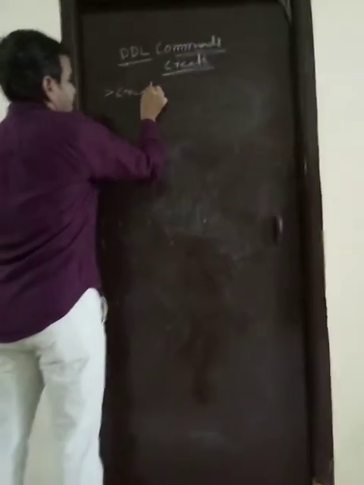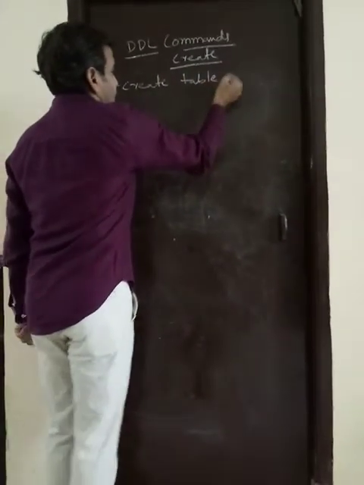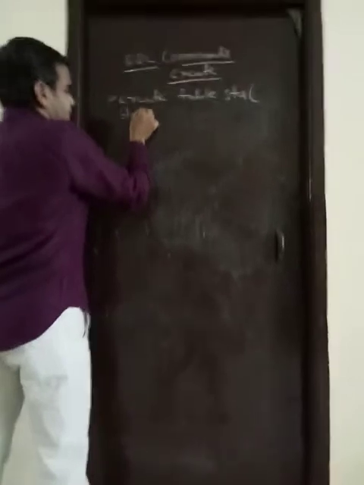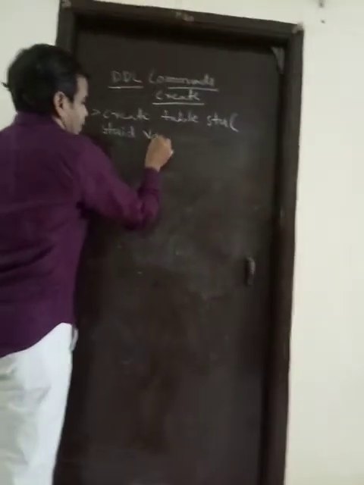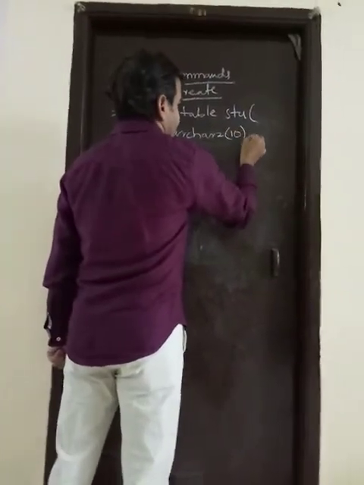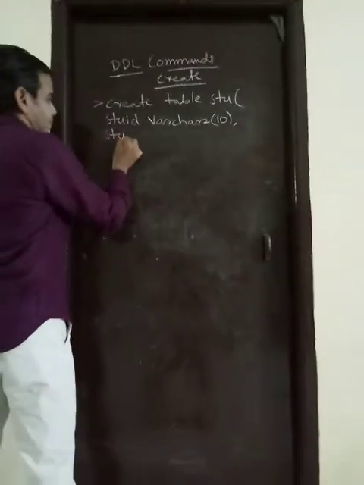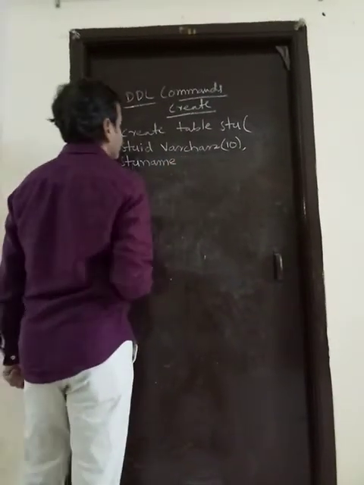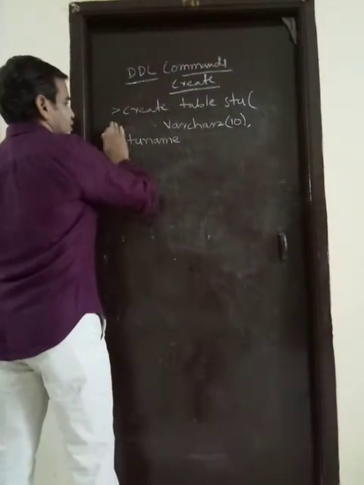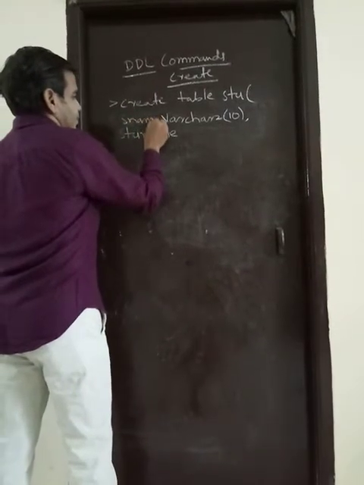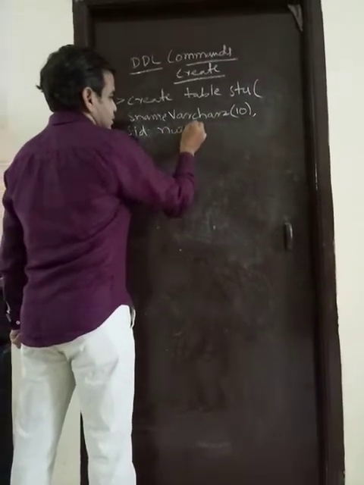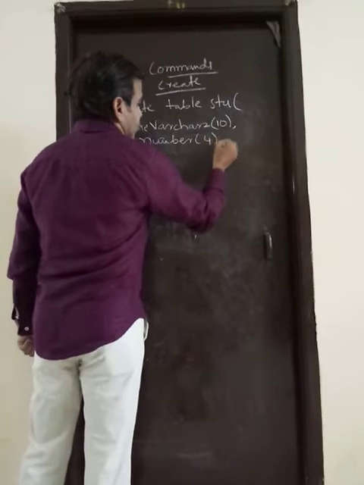Create table student. Student ID, varchar2 of 10, student name. So in varchar, student name we will take as SNAME. SID, here I am taking as number of 4, then date of birth.